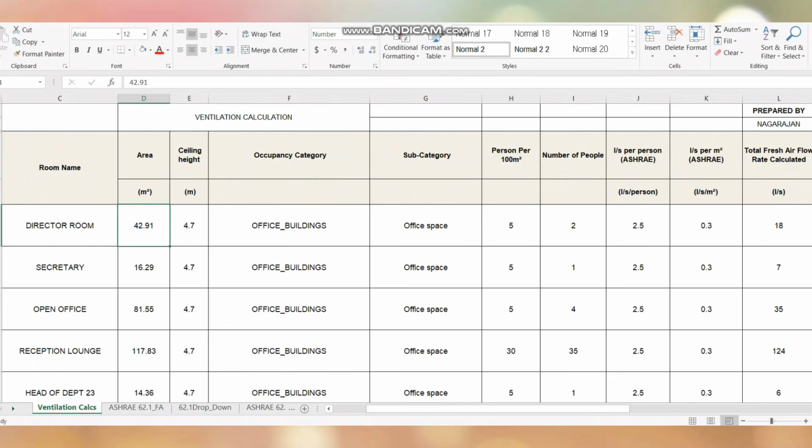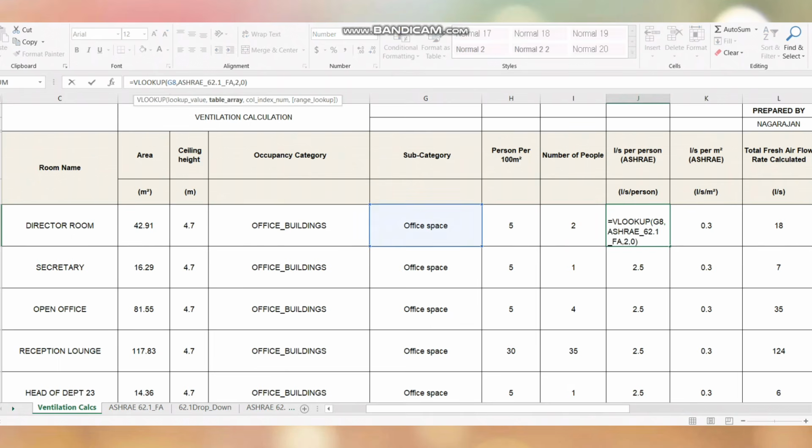So in our case 42.91 meter square. So we have the interpolation formula here. It will automatically come. The value automatically comes. And coming to the liter per second per person, already you can see the formula. It is already linked here. So you don't need to enter any value. This value will automatically come from the ASHRAE 62.1.